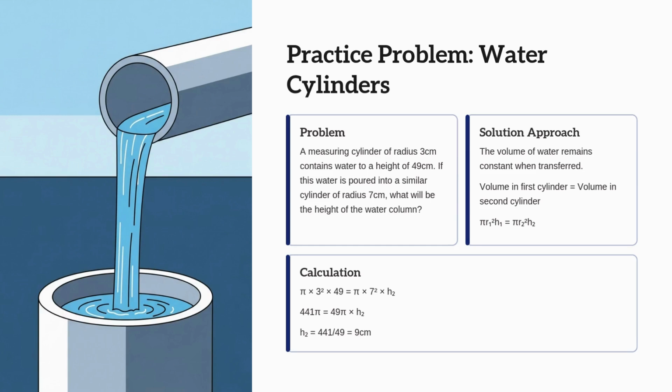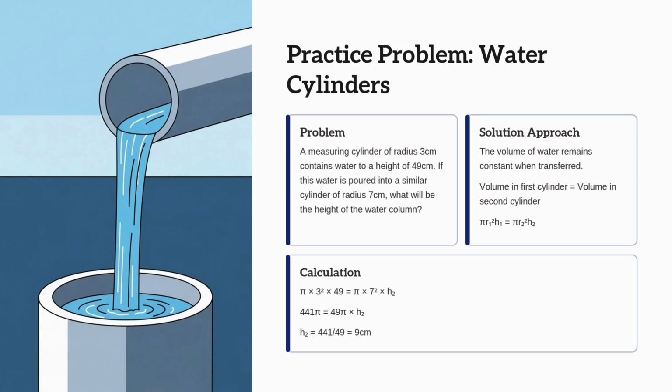Step 2. Formula for volume of a cylinder. The volume of a cylinder is equal to pi multiplied by radius squared multiplied by height. For the first cylinder, volume equals pi multiplied by radius 1 squared multiplied by height 1. For the second cylinder, volume equals pi multiplied by radius 2 squared multiplied by height 2.